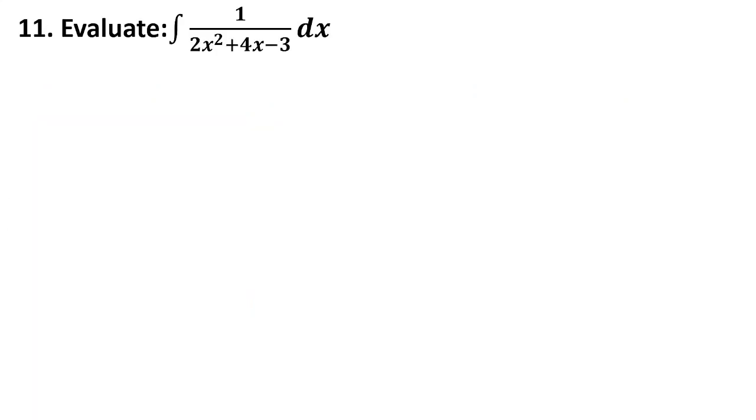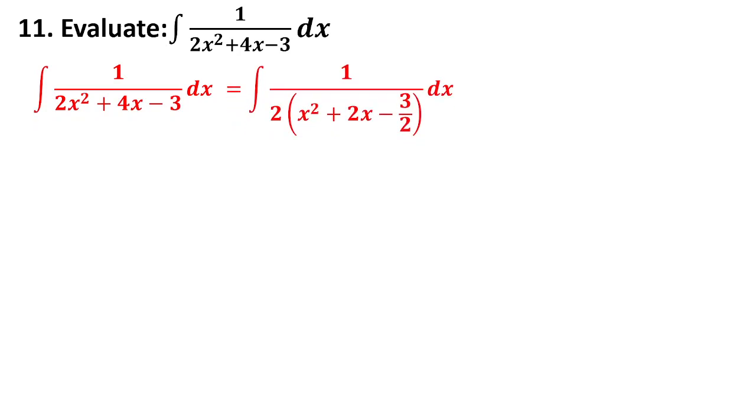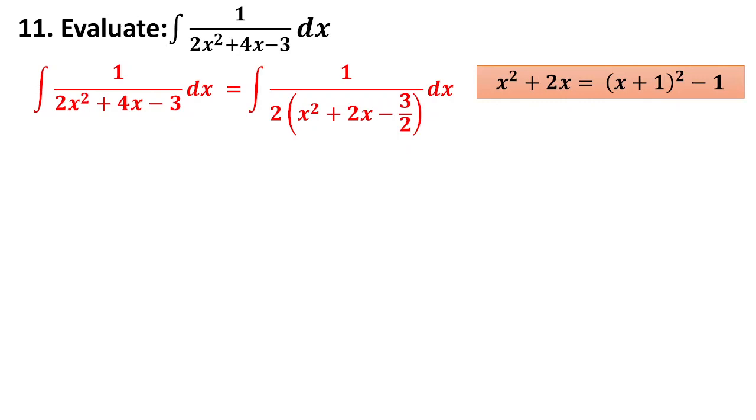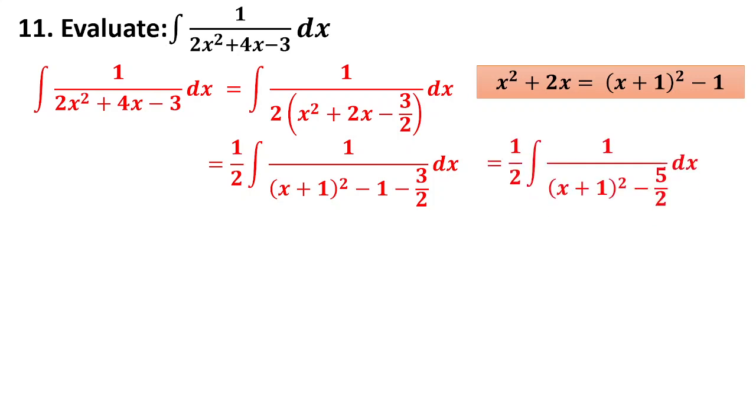Question number 11. 1 upon 2x square plus 4x minus 3. It is a type where it is a problem of integration. In the denominator you are having a linear quadratic factor. First step, you have to take 2 outside because the coefficient of x square should be made as 1. Now you have to take x square plus 2x, write it as x plus 1 the whole square minus 1. Put it inside the integral sign. It is x plus 1 the whole square minus 1 minus 3 by 2. Be careful with the constants because the constants are going to decide the nature of the formula. So the constant is minus 5 by 2.